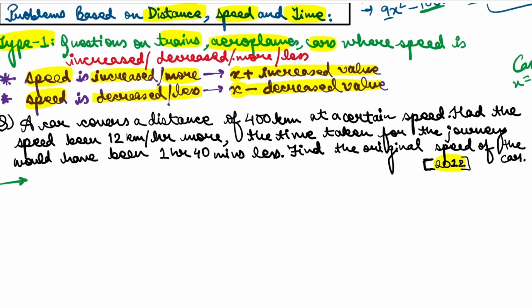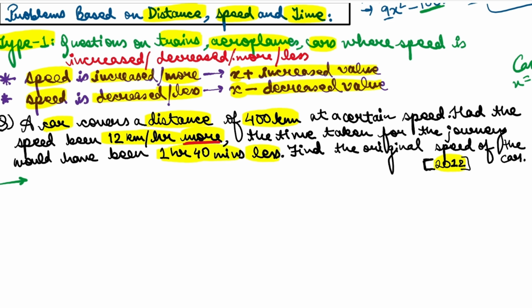Okay. So now the question says the car covers a distance. Again, we'll underline the key points. Okay. Car covers a distance. Distance is basically 400 kilometer. Okay, at certain speed. Okay, so the distance is given to us as 400 kilometers. Had the speed been 12 kilometer per hour more. Okay, the speed is this and more. Very important point to note here. This is more. Okay, the time taken for the journey becomes 1 hour 40 minutes less.